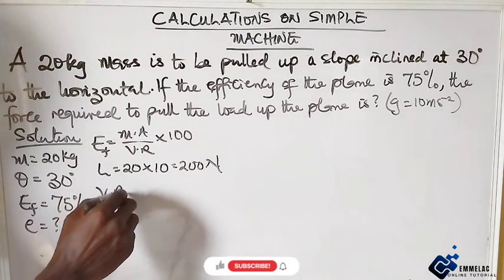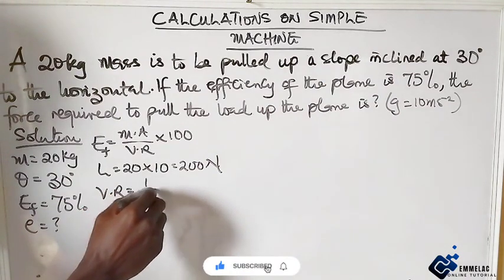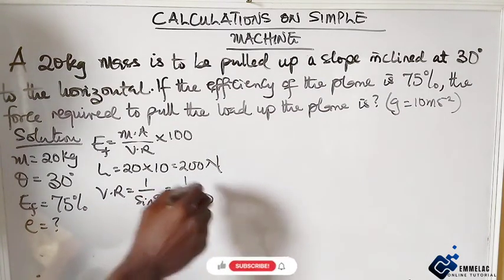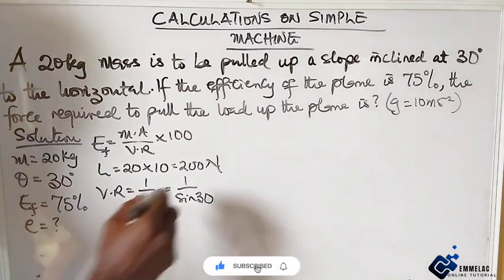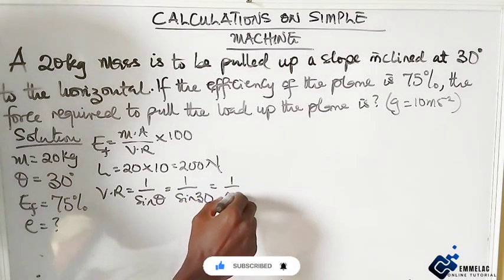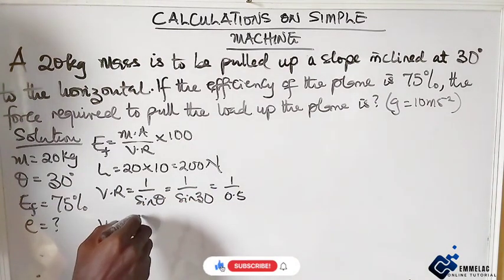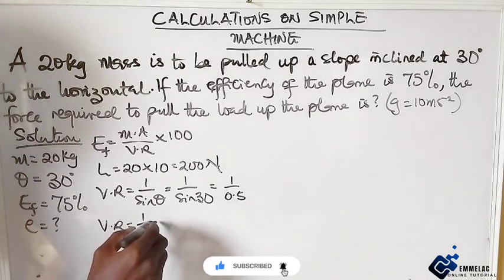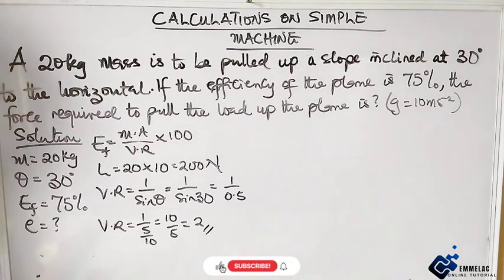Now the velocity ratio, since it's an inclined plane, will be 1 over sine theta, which is 1 over sine 30, and sine 30 is 0.5. So this gives us 1 over 0.5, which is 10 over 5, which gives us 2. The velocity ratio is 2. So what else do we do?